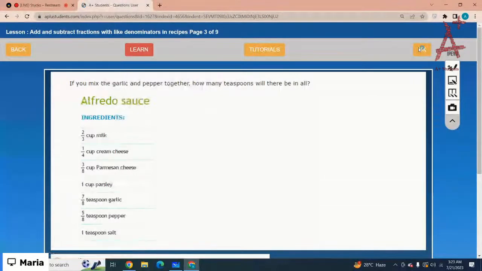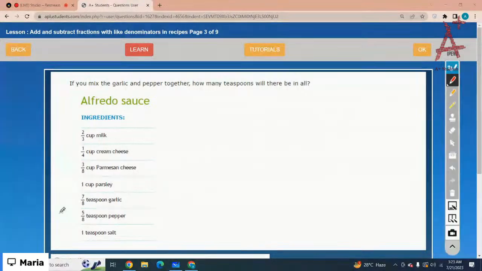If you mix the garlic and pepper together, how many teaspoons will there be in all? You have to add garlic and pepper. So garlic, 7 over 8 spoon of the garlic, and pepper, 5 by 8 spoon of the pepper. Again, they are fractions with like denominators.